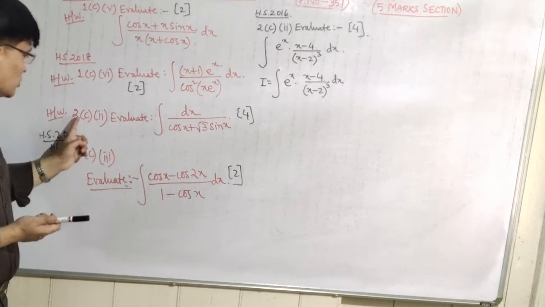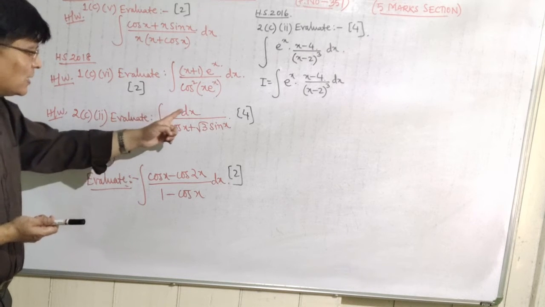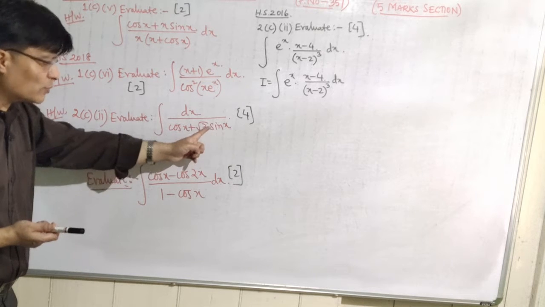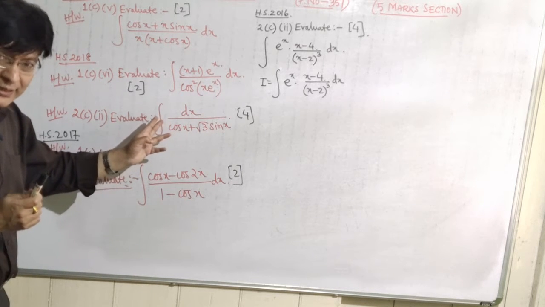Next one is homework 2C number 2. This question carries 4 marks. Evaluate the integral dx / (cos x + √3 sin x). We have done this type of problem. You know how to do it, isn't it?